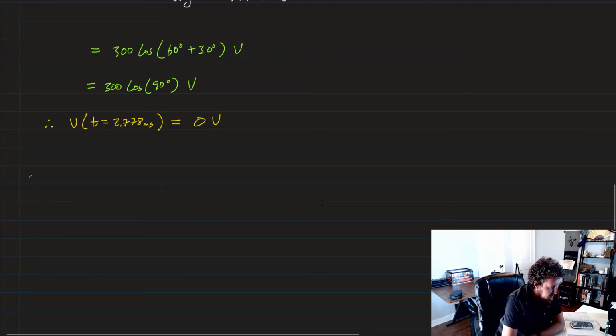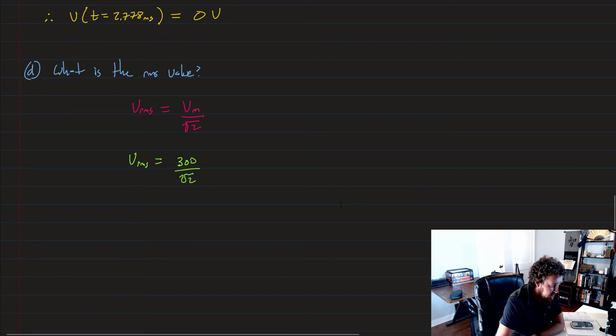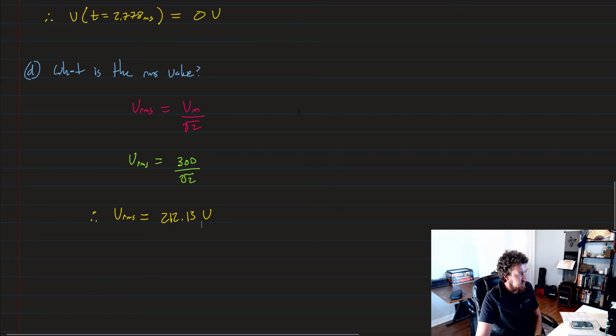Finally, and simply, part D asks us what is the RMS value. Remember that the equation for V RMS is just equal to the maximum amplitude of V over the square root of 2. So we can say that our V RMS is equal to 300 over the square root of 2. Dropping that into our calculator, our final answer, V RMS, is equal to 212.13 volts. And that is it for this example.